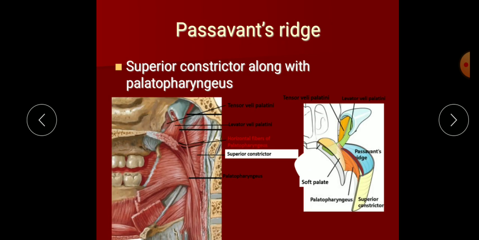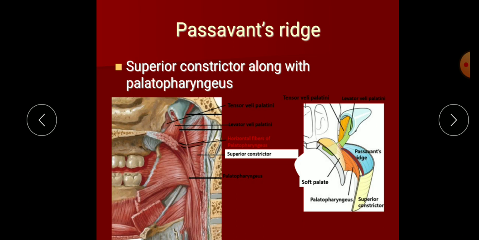And one more thing is, it contributes to the formation of Passavant's ridge. So what is this Passavant's ridge? It is mainly formed by the palatopharyngeus muscle, one longitudinal muscle that we studied. You remember the three longitudinal muscles of the pharynx? One was palatopharyngeus. This palatopharyngeus muscle, along with some fibers of the superior constrictor, forms a ridge termed Passavant's ridge.